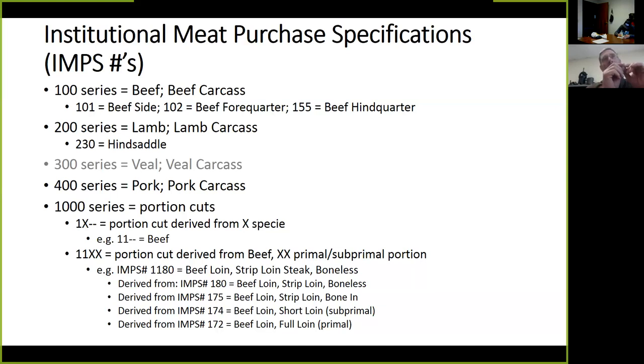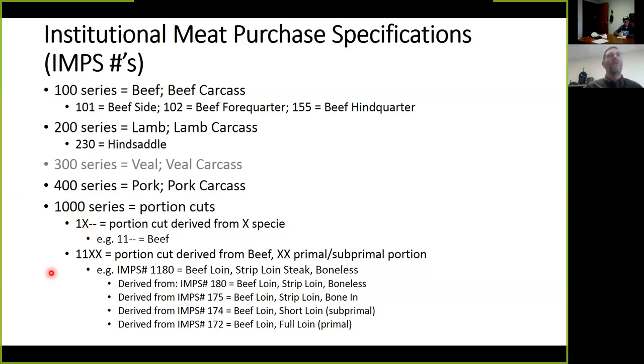Now, I have here 1X, and if I can do this here, I'm pointing to the 1X, can you see that pointer, Garrett? Okay. So the X is like the hundreds place, okay? The 1 is the 1,000s place, and there are 2 places after that. So in 1X, the X is the species. If it's 1, 1, that's beef, a portion cut of beef. If it's 1, 4, that's a portion cut of pork. Right, Garrett? Okay, thank you.